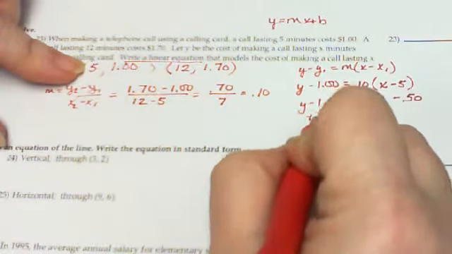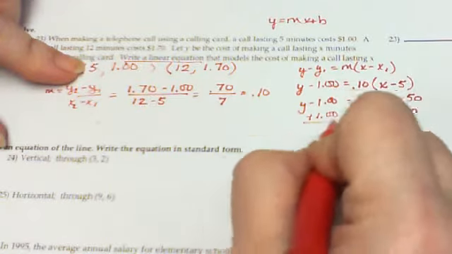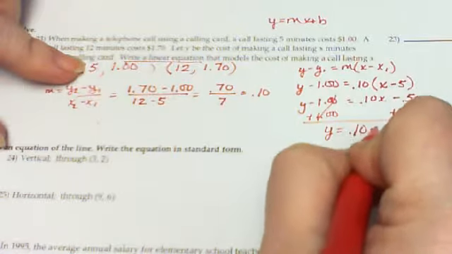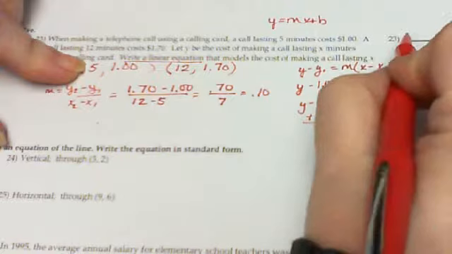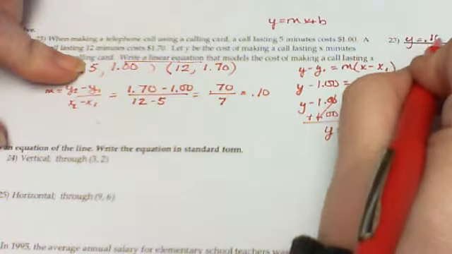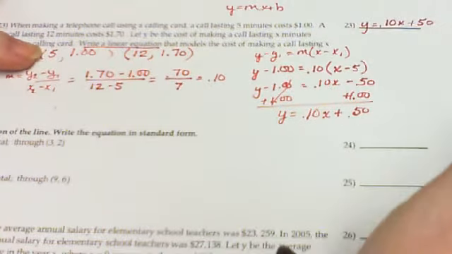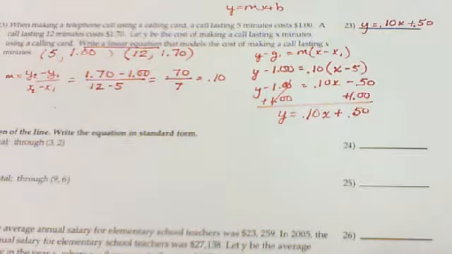Then you can go ahead and move your $1 over and get that y equals 0.10x plus 50 cents. Make sure you show me those decimal points so I know that they're really there.